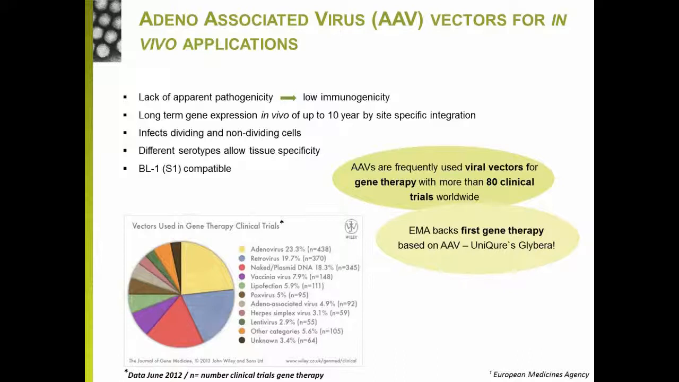So it's really amazing. You can package 4.5 kb, and it is so good that it has even succeeded in a first gene therapy. Nowadays there are more than 80 clinical trials worldwide involving AAV vectors, and there's a good bet that there will be more approved AAV-based therapies than the one in 2012 approved for Unicure for lipase deficiency.